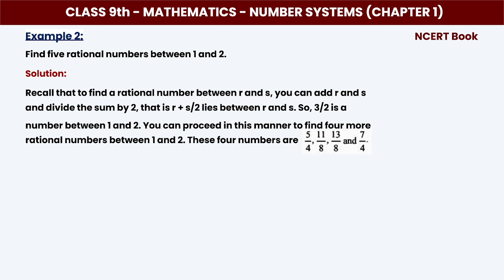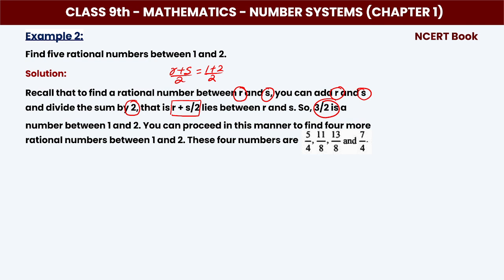Find 5 rational numbers between 1 and 2. So here just recall the point when we have to find out the rational number between R and S. Consider करते हैं कोई दो नंबर हैं R and S. You can add R and S and divide the sum by 2. What is the procedure? Add the numbers and divide by 2. R plus S by 2. So if you are taking 1 and 2, 1 plus 2 by 2. Answer is 3 by 2.